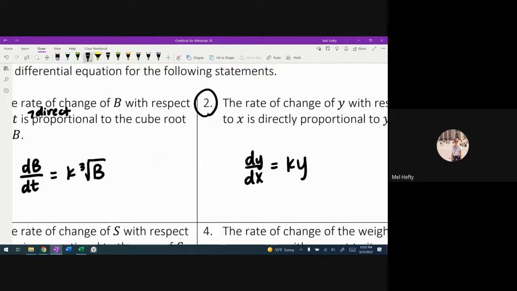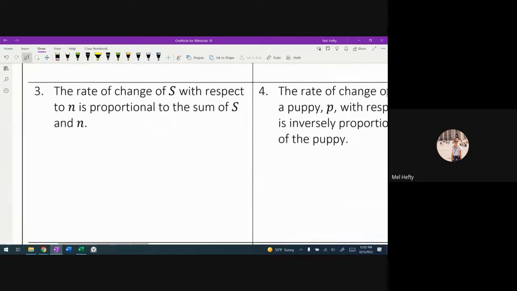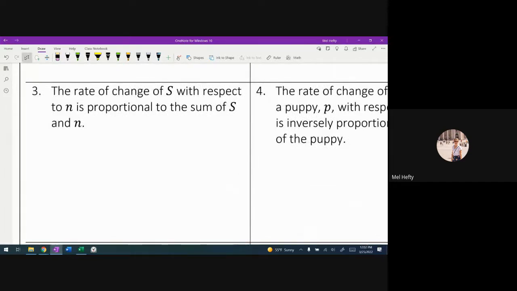This one is really important. We're going to talk and solve this differential equation next time, to the point where we're going to memorize the solution. It's that important. All right, the rate of change of s with respect to n. Thoughts? ds/dn is proportional to the sum of s and n.